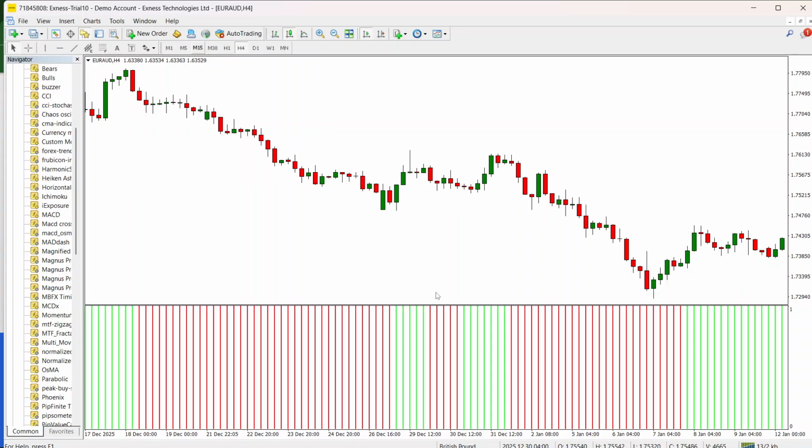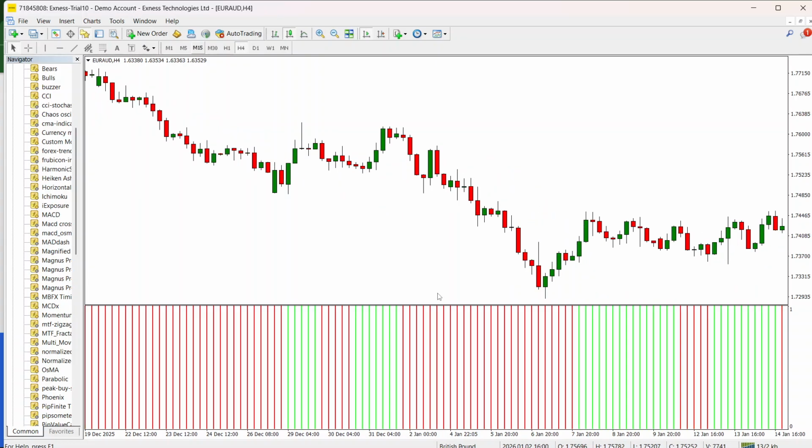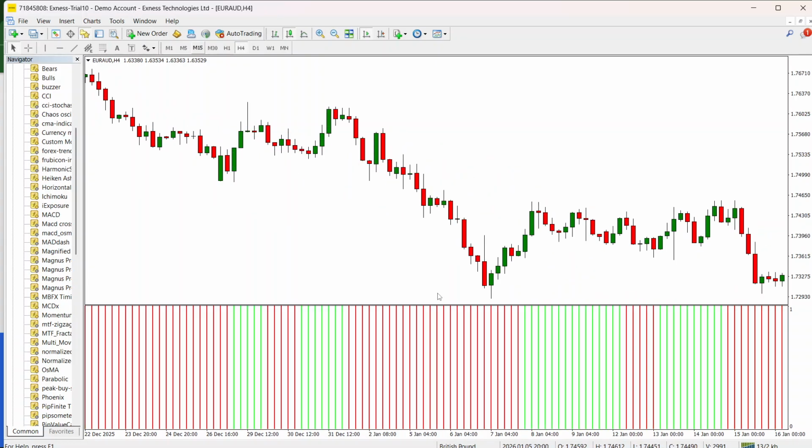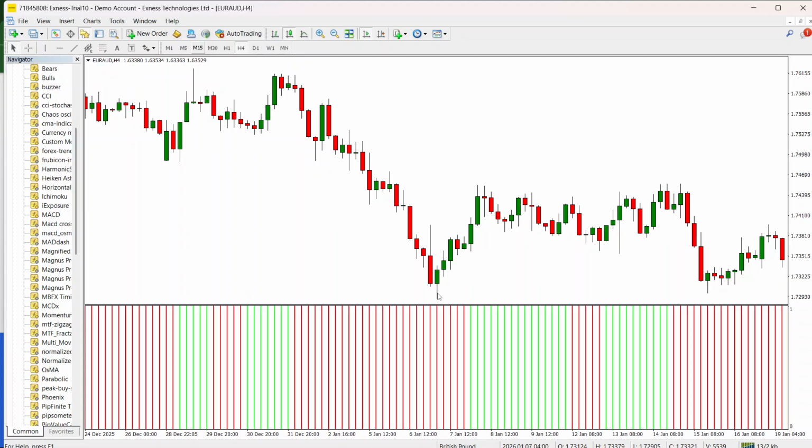You can download the Chaos Oscillator Indicator for MT4 using the link in the description below. This indicator gives you a compact way to read directional bias and volatility together, helping you distinguish strong trends from messy, chaotic phases.